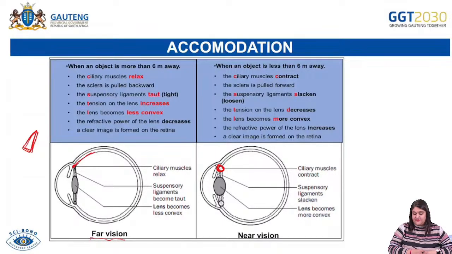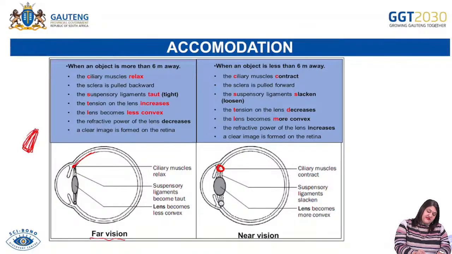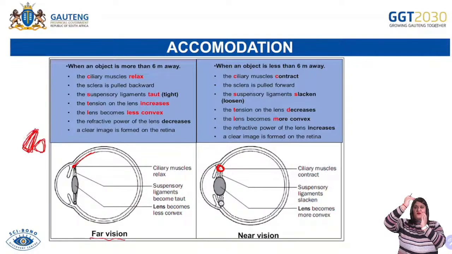because the original shape of the lens is convex. So I want us to think about these things. Like I told you, it's like this triangular structure. When it relaxes, it becomes elongated, and that's what causes the sclera to go backwards. And when it contracts, it becomes a smaller version of this. That's why it looks larger, and it's contracting, and therefore it's going to move the sclera forward. When the sclera is moving forward, the suspensory ligaments are going to slacken, and that's why the lens is going to become more convex.